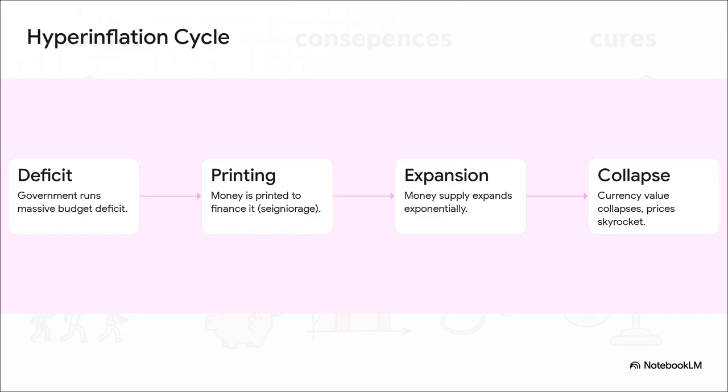First, a government runs a massive budget deficit. Second, since nobody wants to buy its debt, it resorts to the printing press to finance the deficit. We call this seigniorage, and it's basically a stealth inflation tax on anyone holding the currency. Third, as they print more to cover those rising costs, the money supply expands exponentially. And finally, the value of the currency completely collapses, sending prices skyrocketing into the stratosphere, which means the government has to print even more money to afford anything. It is a devastating, endless loop.